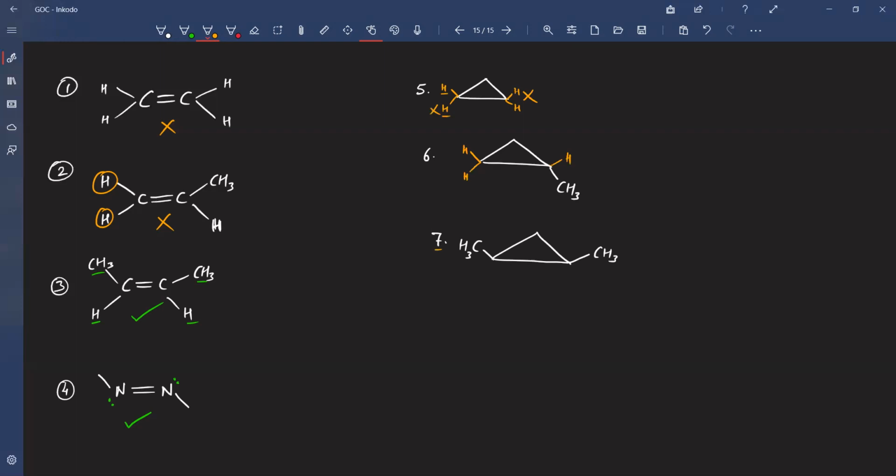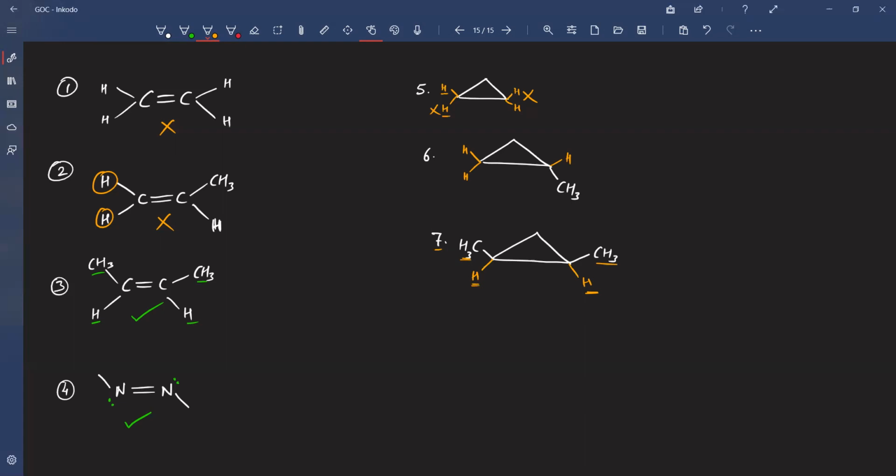Okay, what about 7th? It is possible, because here there is a hydrogen, and here a hydrogen. So these two are different. Even these two are different. So geometrical isomerism is possible. Okay, so these are the conditions when geometrical isomerism is possible.